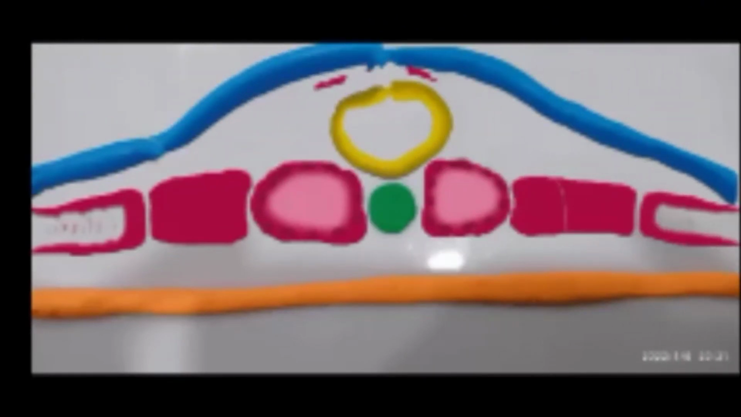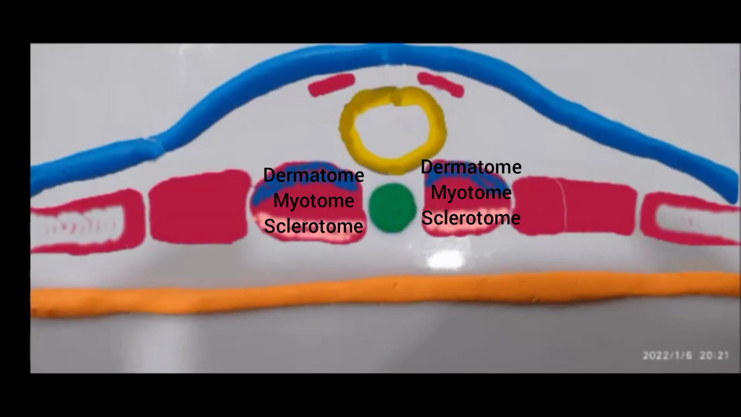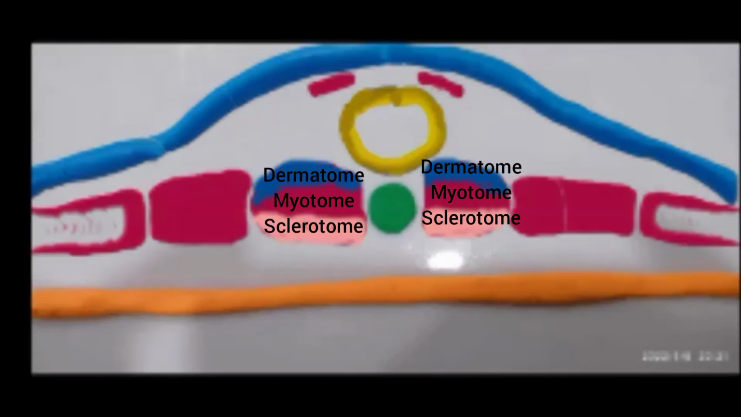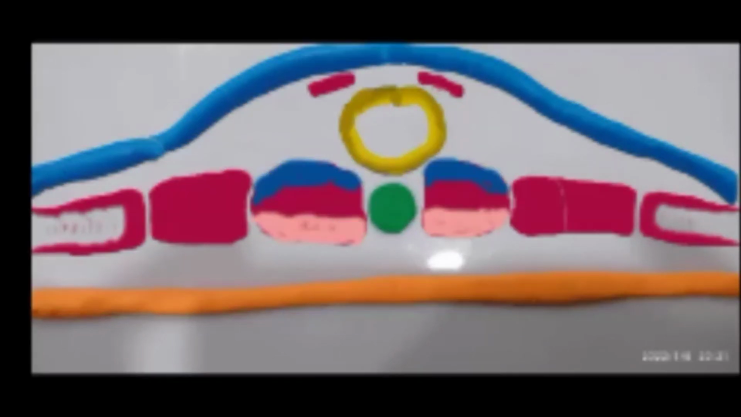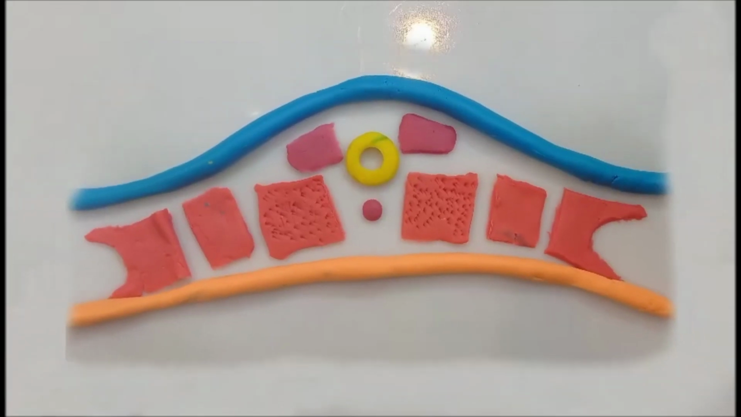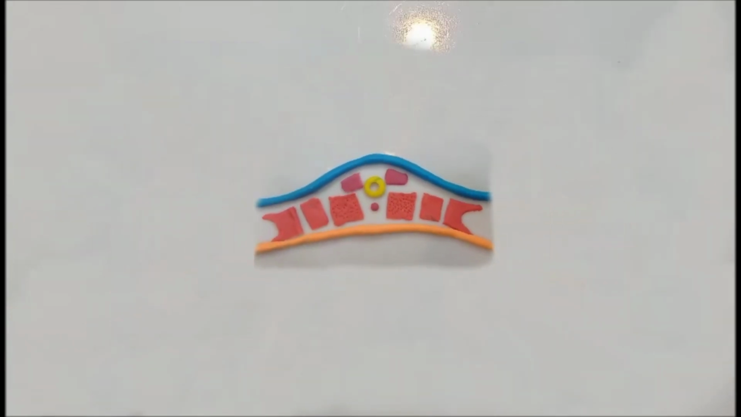Similarly, these mesodermal cells decide what role they have to play, and then subsequently they form the dermatome, myotome and the sclerotome and differentiate into various structures. Now at this point of time, let us zoom out and see the structures in detail. Now this is what I am zooming out.